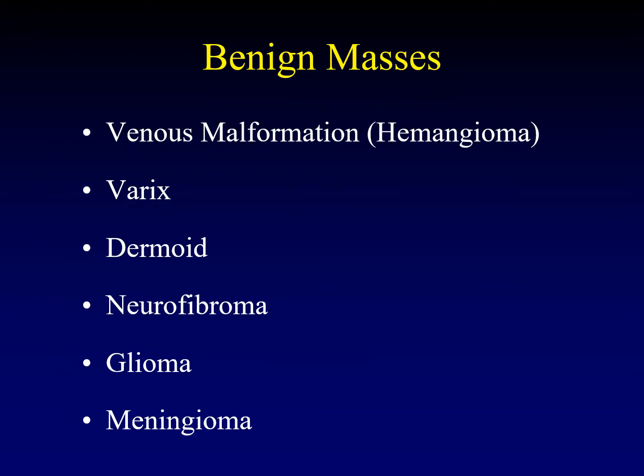Let's start with benign masses. Thankfully, in the orbit, benign masses are more common than malignancies. And in fact, the most common of the benign masses is a venous malformation, which everyone still refers to by its historical term, hemangioma. Venous malformation, the more proper term. Perhaps even venolymphatic malformation, although most of these are pure venous.